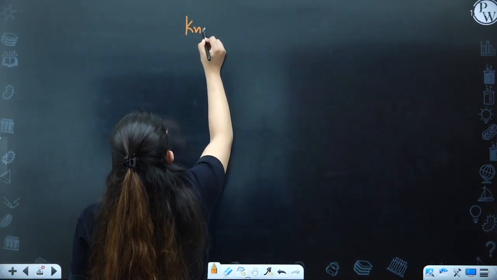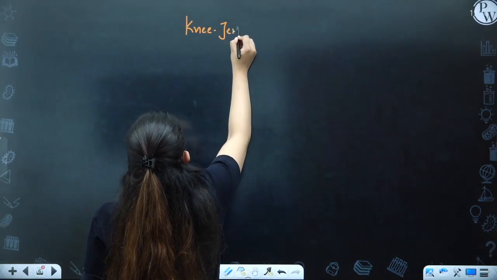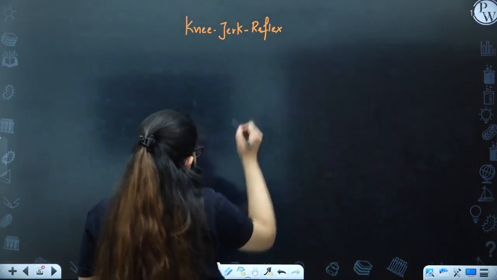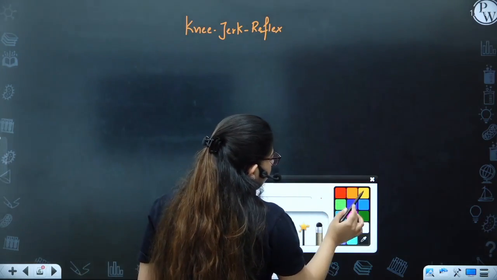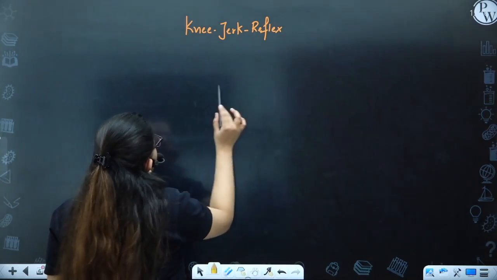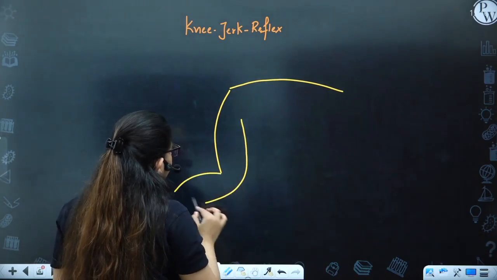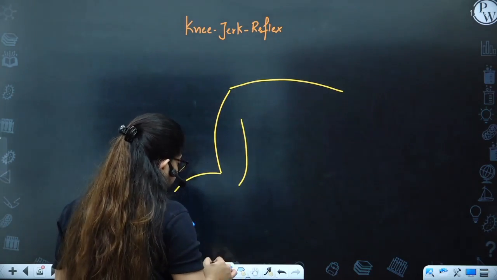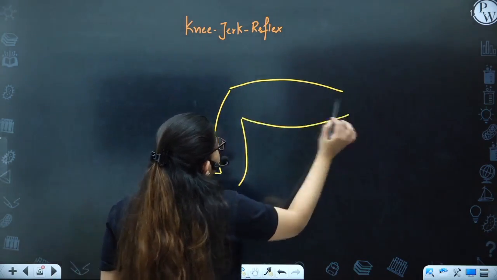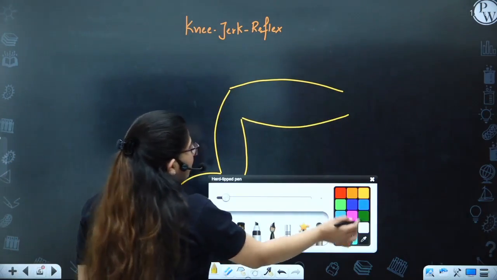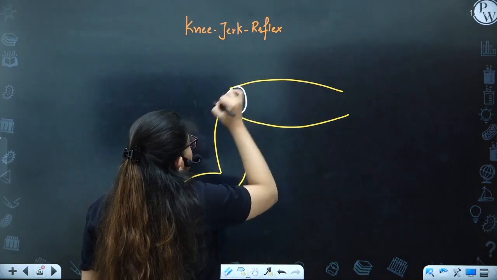What is this knee jerk reflex? For example, if this is your knee, this is your leg, this is your thigh, this is your leg, and this is your knee. And in the knee we have a bone known as the patella, like this.